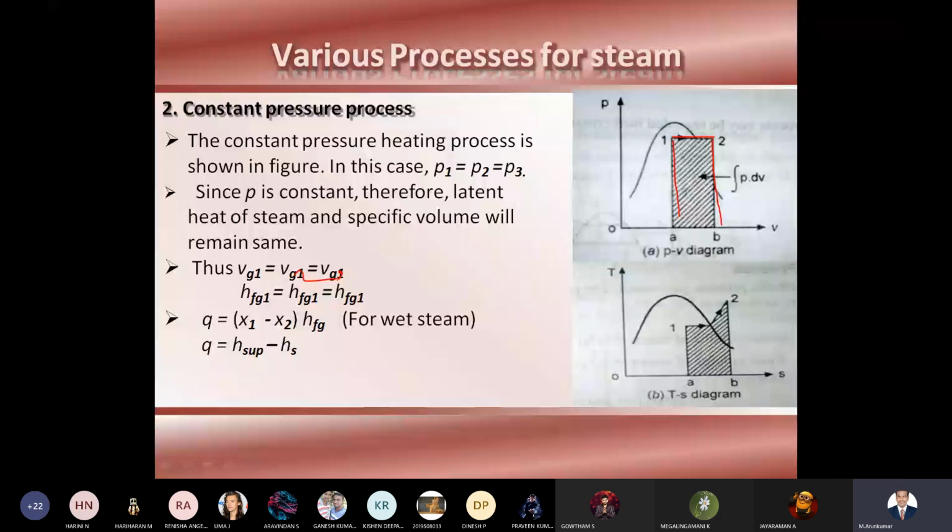So here we have compared two states. So Vg1 is equal to Vg2 is equal to the same, that is Vg, and also we have Hfg1 equal to Hfg2 equal to Hfg, right? So then we can have Q as (x1 minus x2) into Hfg for wet steam. Then Q is equal to H superheated minus H saturated, right? H superheated minus H saturated.